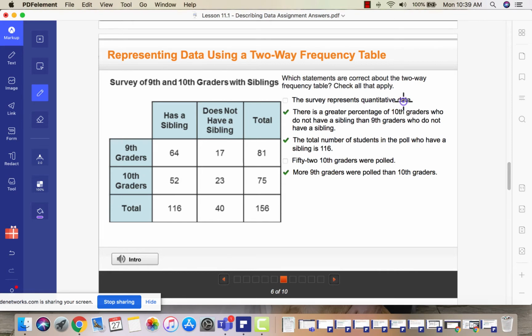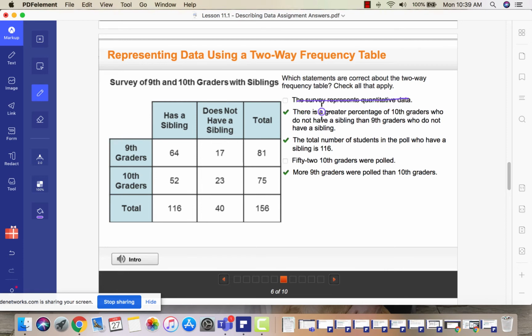data, not quantitative, because it has to do with you either, yes, you have a sibling or no, you have a sibling. It's not having to deal with the number of. It's not like, oh, you have 5 siblings or 6 siblings. So it would not be this one here.